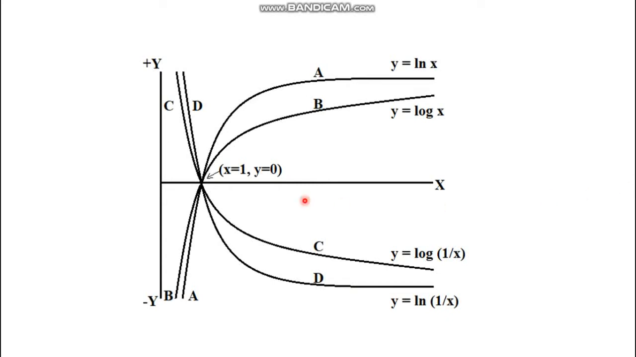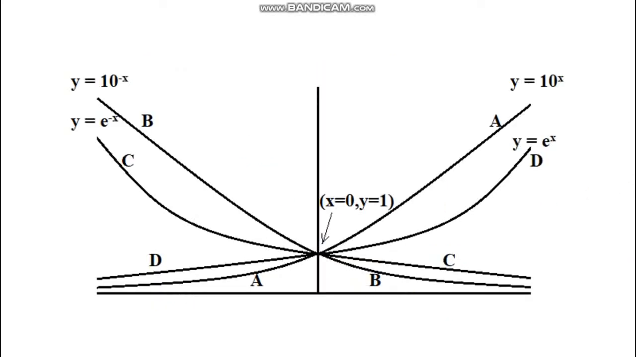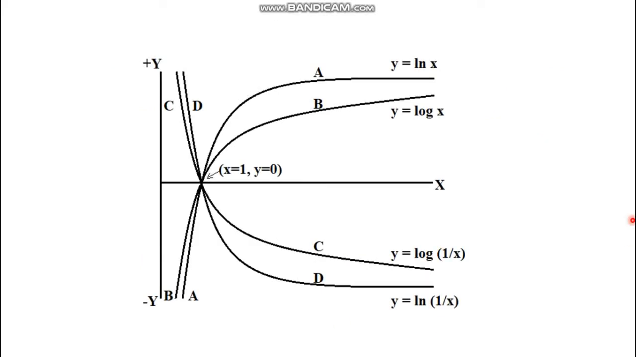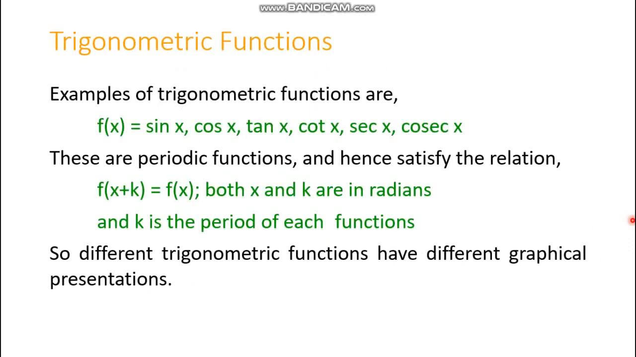Okay, and here at this point, x equals 1, y equals 0, and in the previous picture, at this point, x equals 0, y equals 1. Okay, so you have to keep these points in mind, and you must mention these coordinates here.